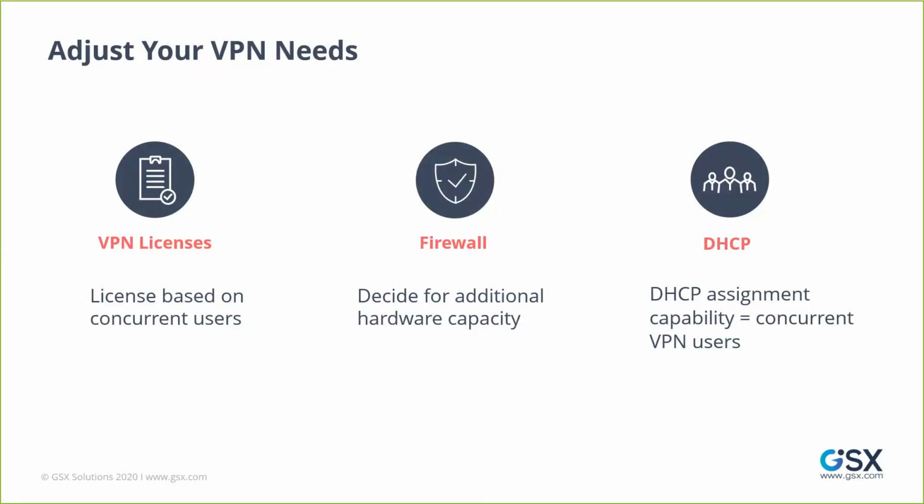So you might need additional capability to provide a decent user experience, and to have your VPN working fine. And the last point is the DHCP, because the DHCP is also under stress. So maybe a quick reminder again: when you connect to a VPN, you are given an IP address, and the number of IP addresses is limited by the DHCP. So you need to make sure that your DHCP can assign as many addresses as you have concurrent VPN users. So that's very important: the license, the hardware, and your DHCP.